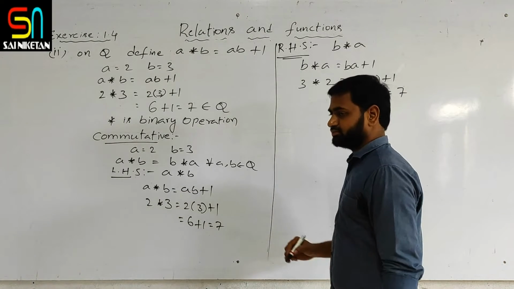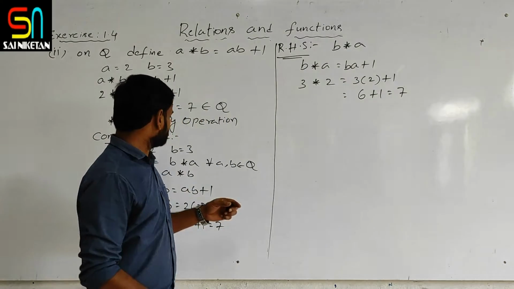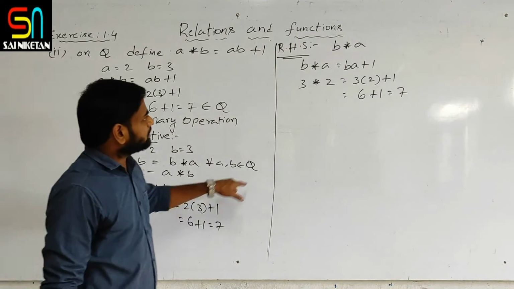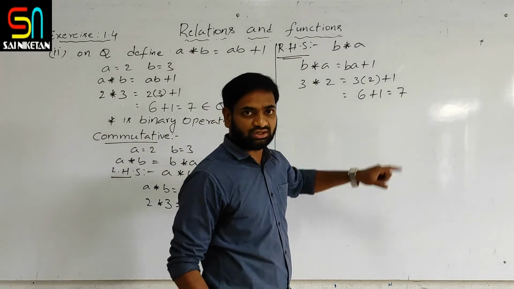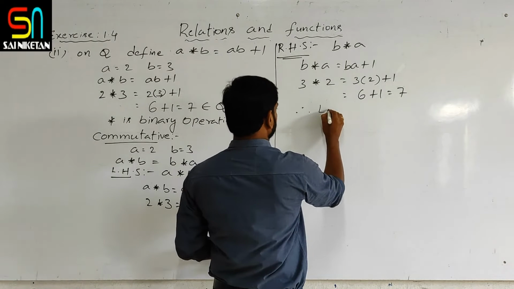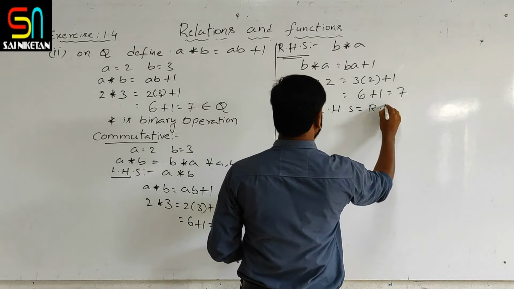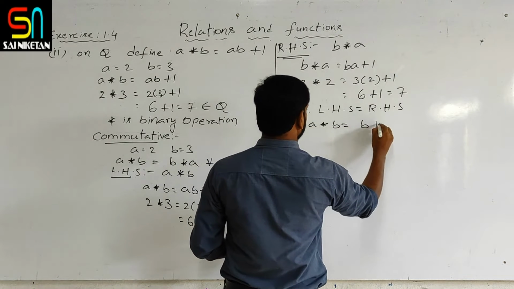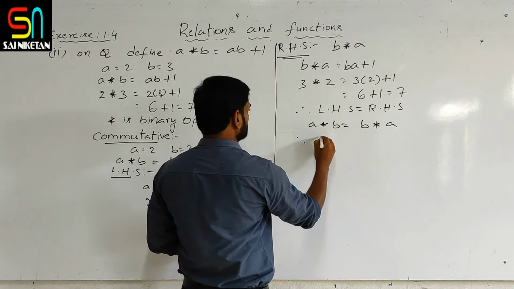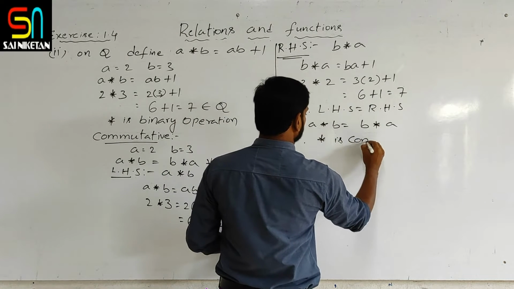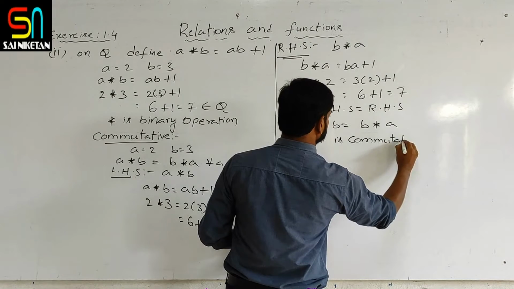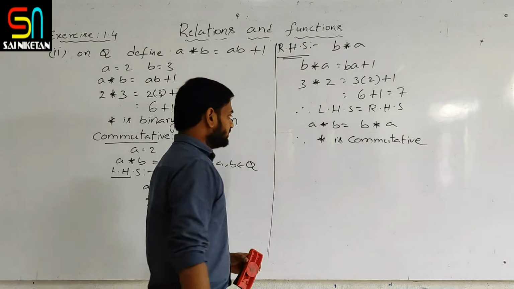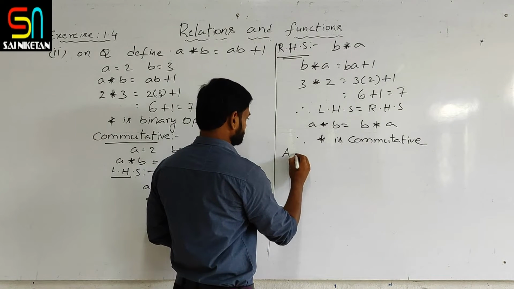That is 7. Now if you observe here, LHS answer is 7 and RHS answer is also 7. Both are equal. Therefore, LHS is equal to RHS, or A star B is equal to B star A. Therefore, star is commutative. Star is commutative.